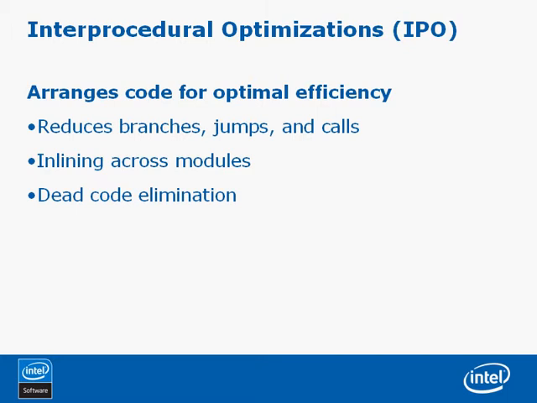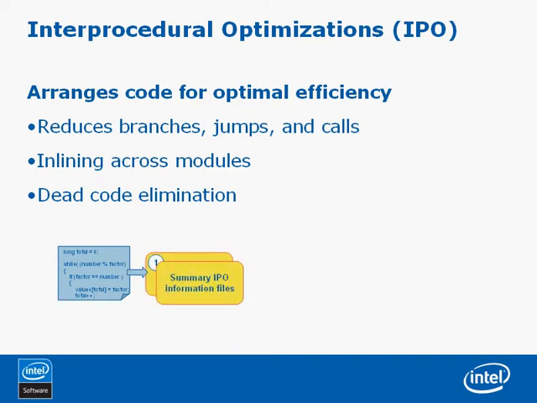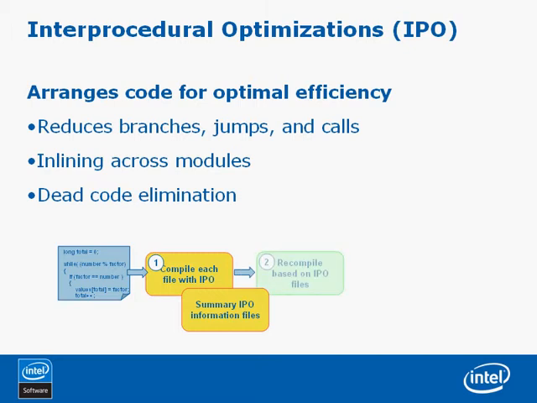IPO is a simple process. Source code files are first compiled with IPO enabled in order to generate intermediate views of the source code containing summary information to be subsequently used for optimization. This information is then used across all modules in order to create a holistic plan to perform function inlining and other related optimizations in the second compilation step.